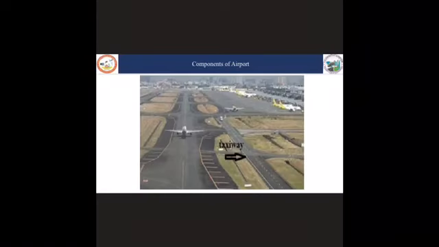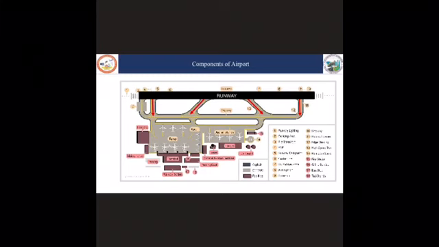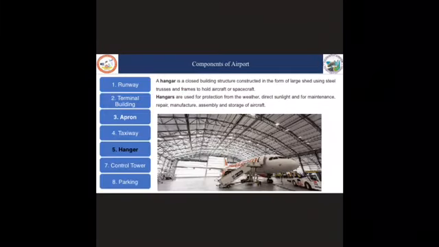Now you can see in the image, this is the runway of a particular airport, and adjacent to the runway there is a portion given for the change of aircraft from one runway to the other, or to lead to the apron or the hangar portion. So the next component, and this is another picture of an airport layout, is a hangar. As you can see here, we can station our aircraft within the hangars.